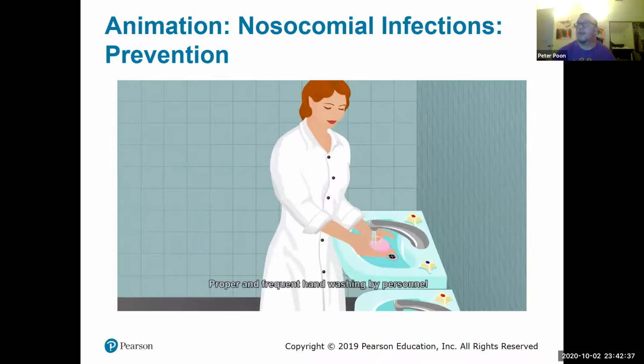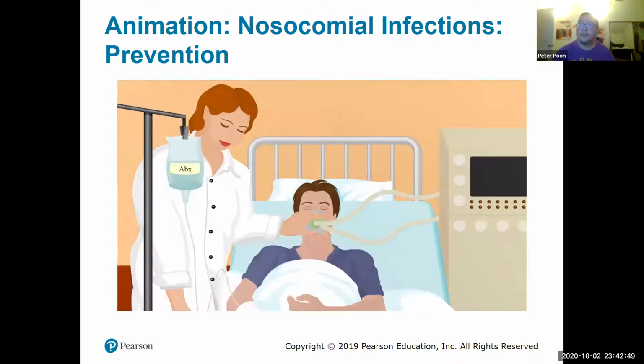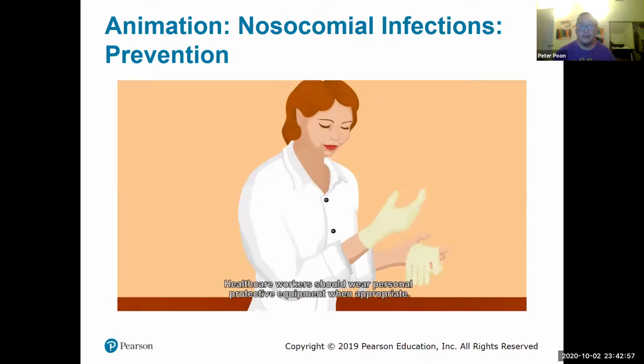Proper and frequent hand washing by personnel is the most important method of preventing transmission of nosocomial infections. Healthcare workers should wash their hands thoroughly before and after interacting with patients. Proper disinfection and sterilization of equipment also helps to minimize nosocomial infections. Healthcare workers should wear personal protective equipment when appropriate.